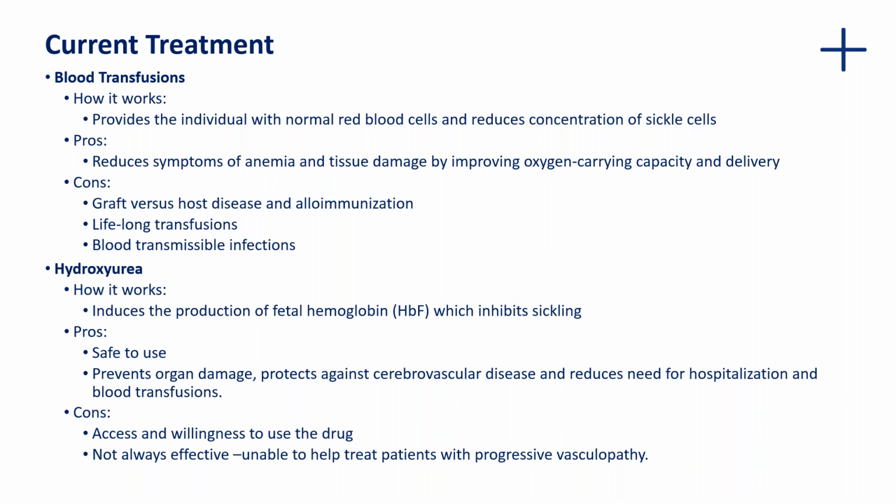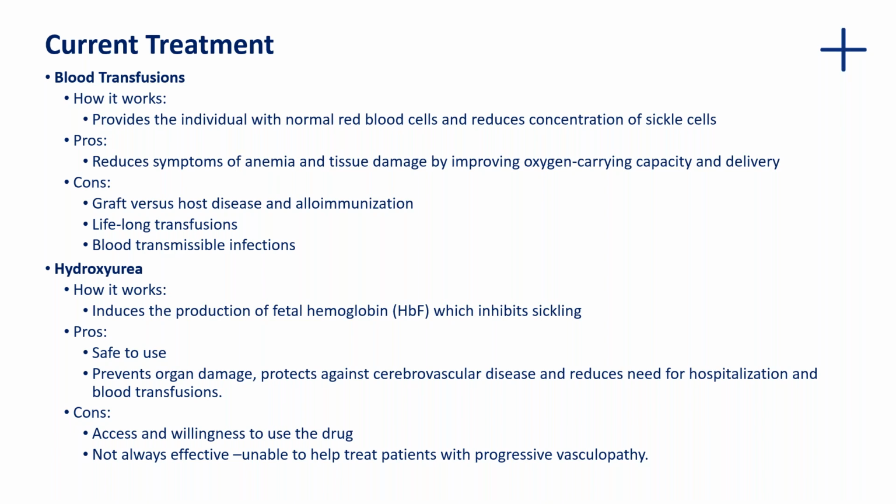So current treatments that are available for sickle cell disease sufferers are blood transfusion and hydroxyurea. Blood transfusions obviously work by providing the individual with normal red blood cells, which reduces the concentration of sickle cells. The pros are that it reduces symptoms of anemia and tissue damage by improving the oxygen carrying capacity of the patient's blood. The cons, however, are alloimmunization to repeated blood transfusion, lifelong transfusions, and blood transmissible infections.